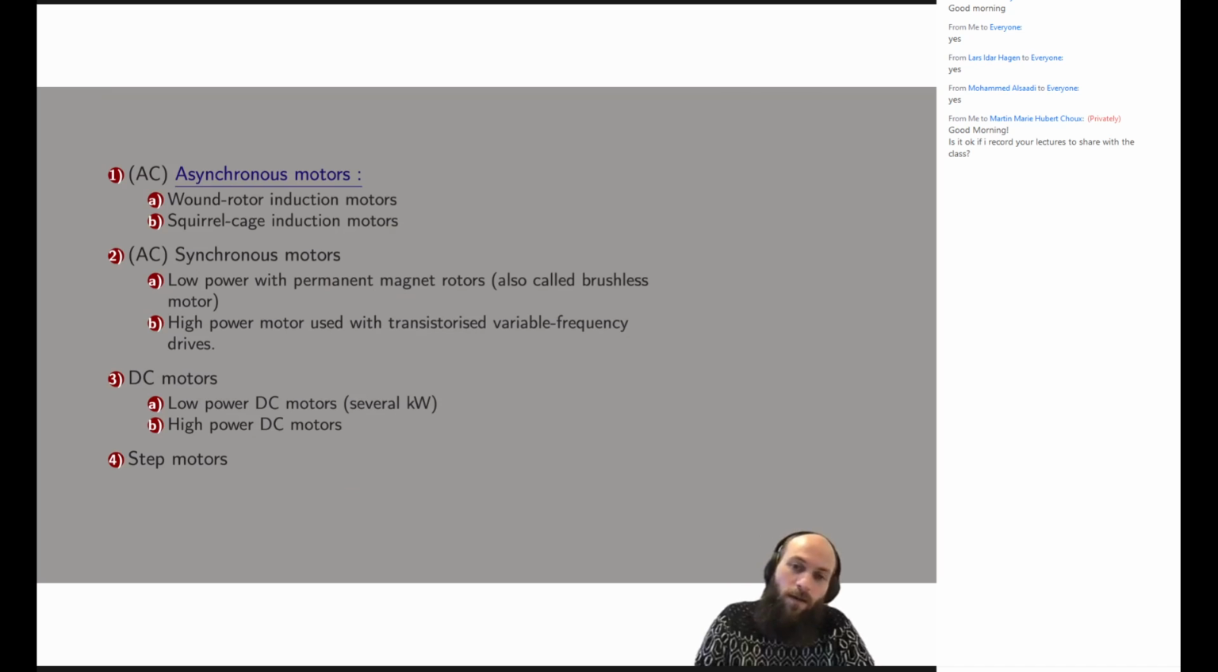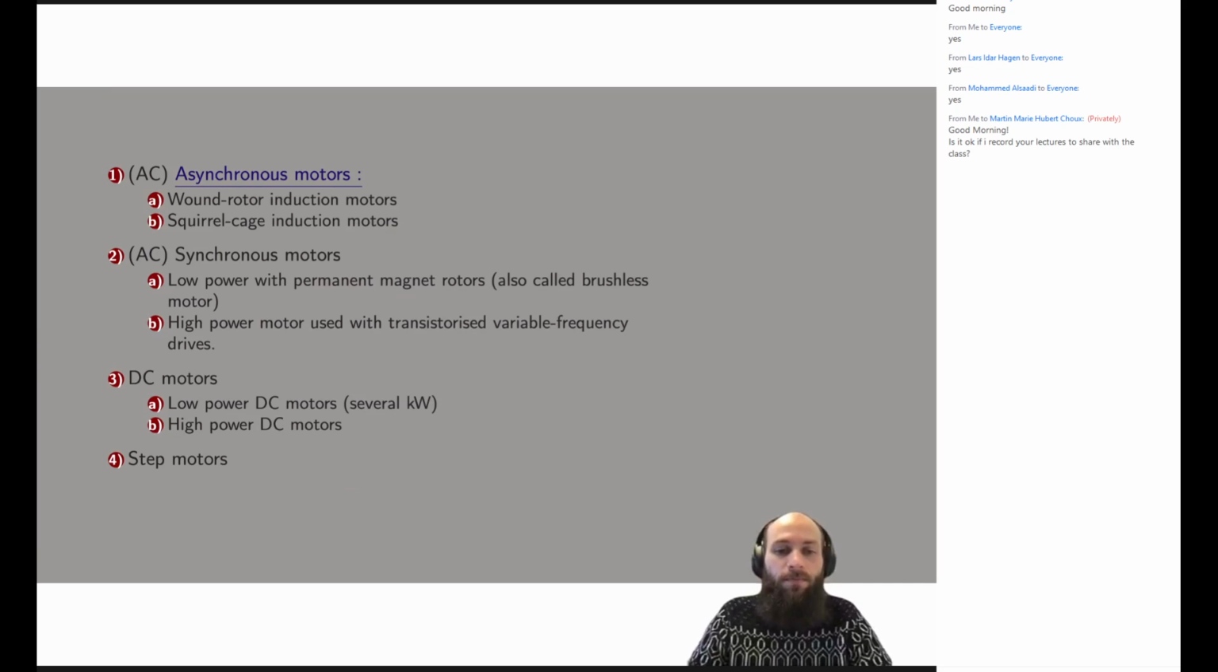But if we want to have the best performances, maybe the synchronous motor with a permanent magnet is the best choice. And this is typically used in robotics or in applications when we need a high efficiency and precision. And we can also have a synchronous motor in a high power application, like for example, trains. And that will be used with transistorized variable frequency drives.